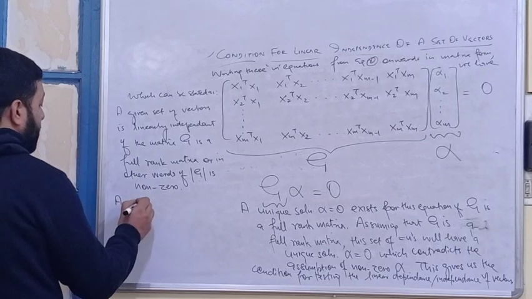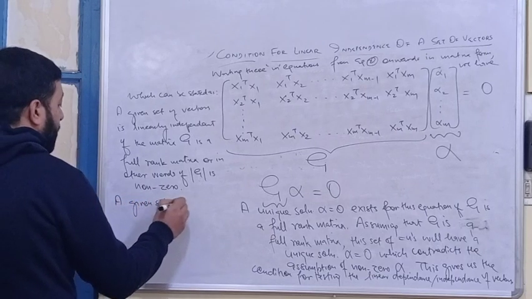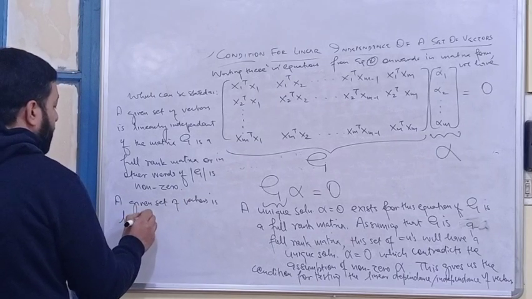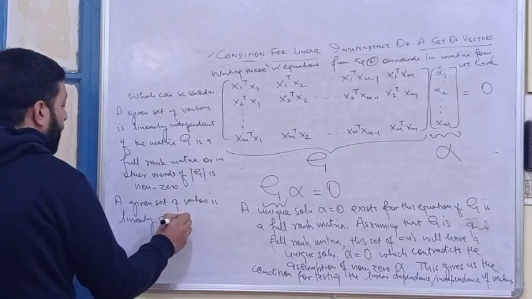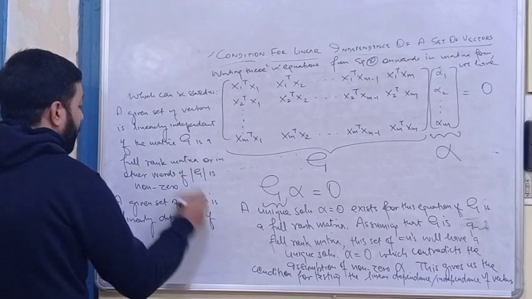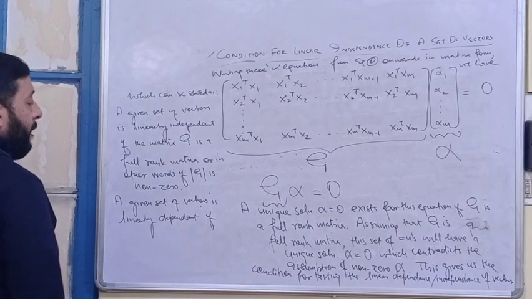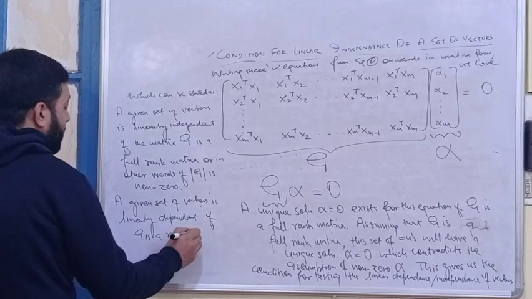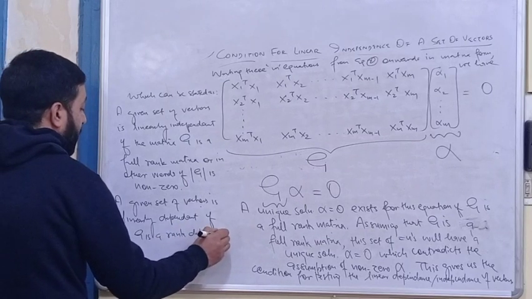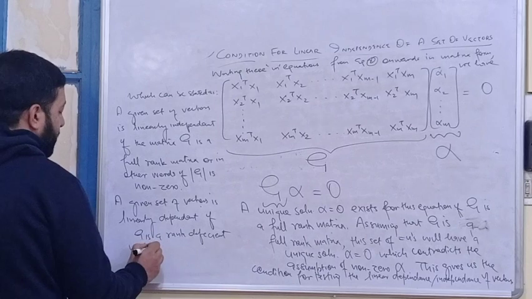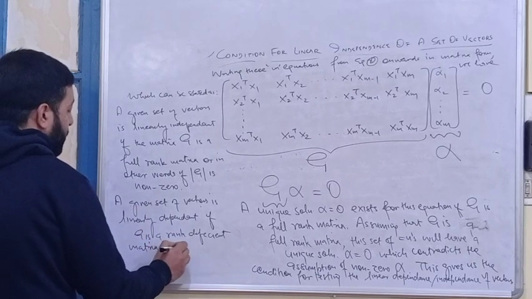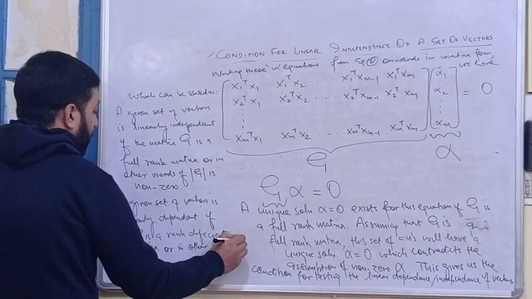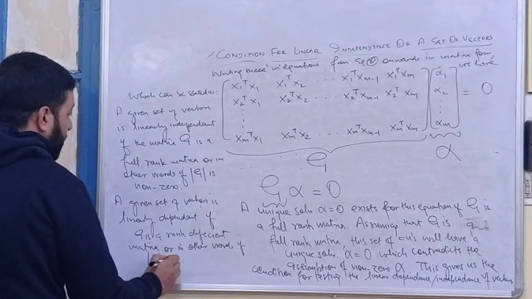A given set of vectors is linearly dependent if G is a rank deficient matrix, or in other words, if the determinant of G is equal to 0.